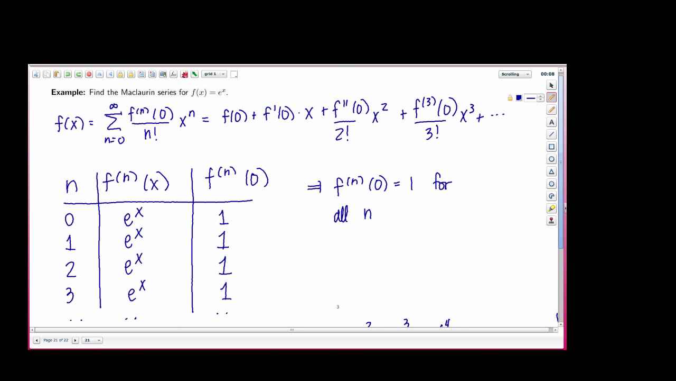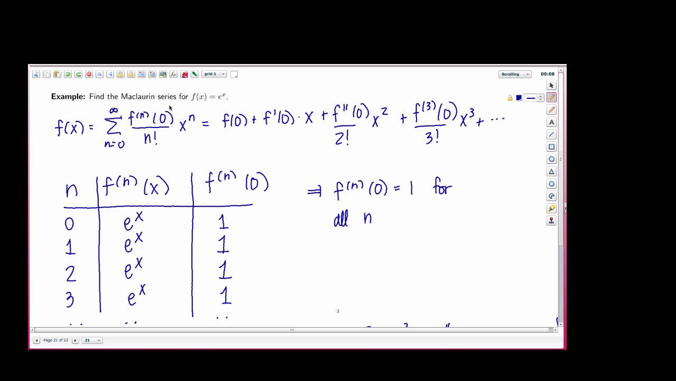So again, this was an example of computing a Maclaurin series. I recommend that you set up a chart, so you need n, the nth derivative of f, and then plug in your a value, which in this case was 0.